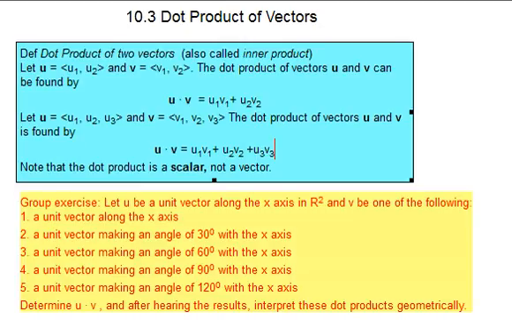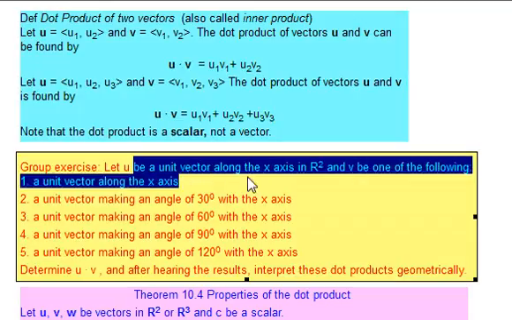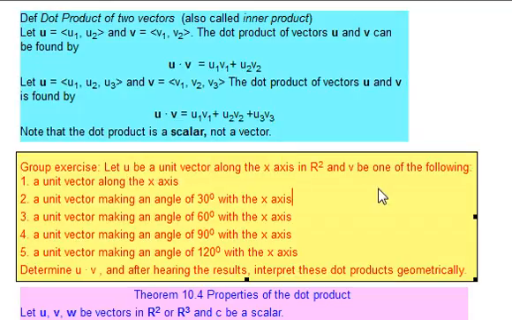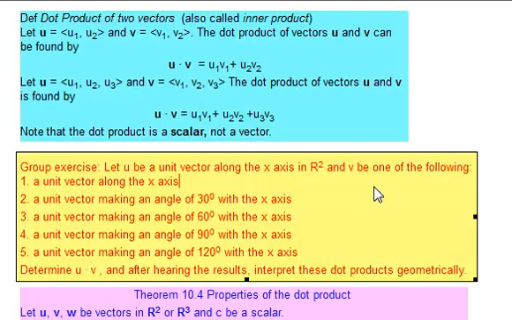What else can we look at here? I think we can do this. Group exercise: let u be a unit vector along the x-axis. In other words, let it be the vector i, or in component form the vector 1, 0, and let v be one of the following. We're determining what is u dot v. So this is i dot i, well that's 1 times 1 plus 0 times 0, so that would be the number 1. Remember, the result of a dot product is a number, a scalar.